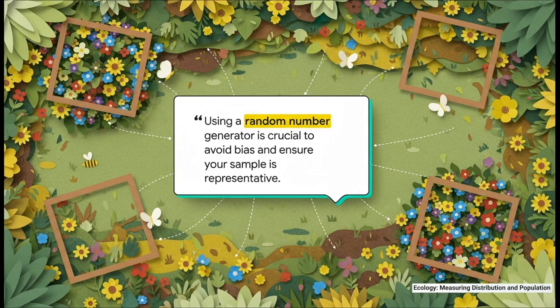A random number generator takes you out of the equation. It makes sure every single part of that field has an equal chance of being picked. That's what makes the result scientifically valid.